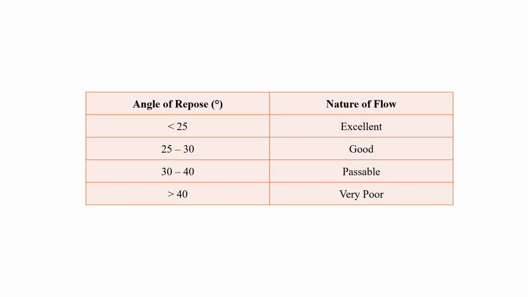Now, let us understand the flow properties of powders based on the angle of repose. When the angle of repose is less than 25 degrees, the flow property is considered excellent. When the angle lies between 25 to 30 degrees, the flow is classified as good. For an angle of repose between 30 to 40 degrees, the flow property is passable. And when the angle of repose is greater than 40 degrees, the flow is considered very poor. Thus, as the angle of repose increases, the flowability of the powder decreases.